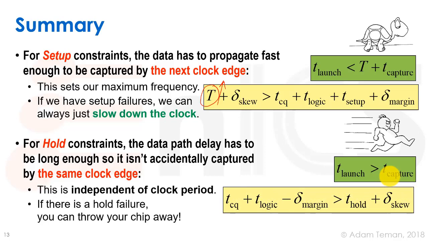The problem is that it's independent of the clock period. There is no big T in this equation. And since there is no big T here, we can't actually do anything after we have manufactured the chip to save that. And in this case, if we have a hold failure, we have to throw that chip away.